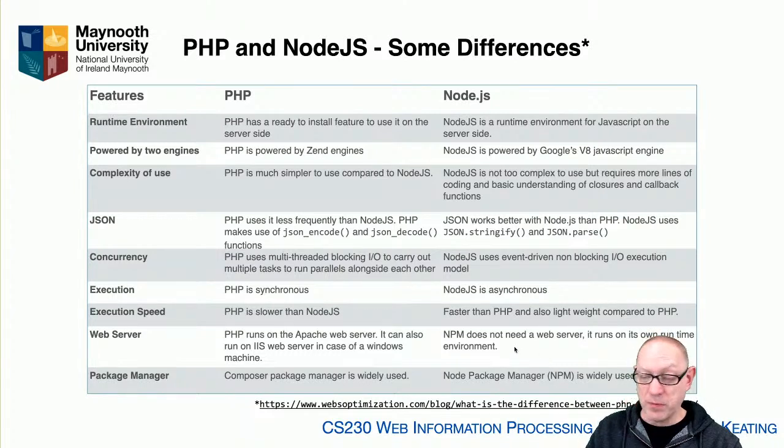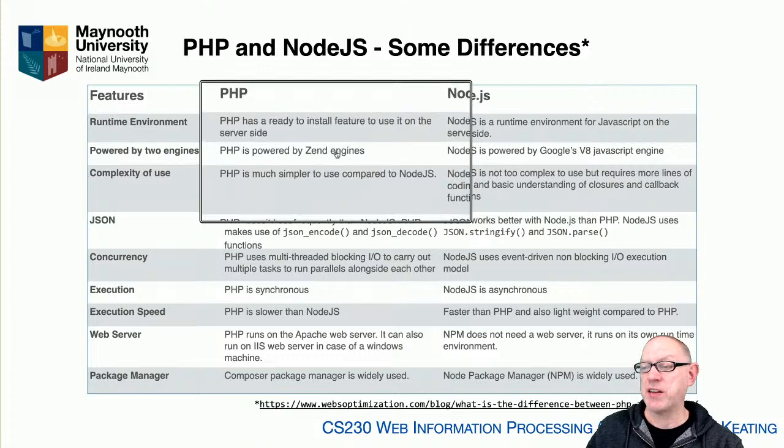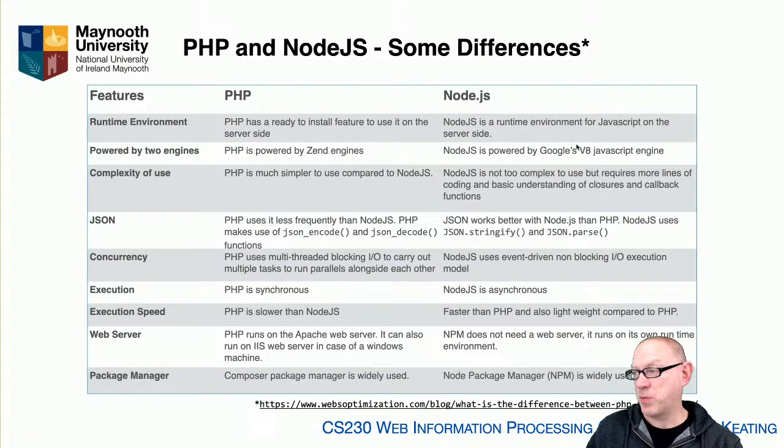Node doesn't need a web server. PHP needs Apache. PHP is typically slower than Node.js. PHP is synchronous, but Node.js is asynchronous. PHP uses multi-threaded blocking I/O for carrying out multiple tasks that run in parallel alongside each other, and Node.js uses an event-driven model. So we've seen examples of these. They both work well with JSON. PHP tends to be a bit simpler to use. PHP is powered by the Zend engine, and we know Node.js is powered by Google's V8 JavaScript engine.